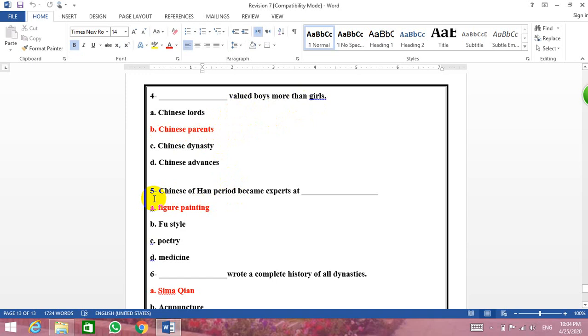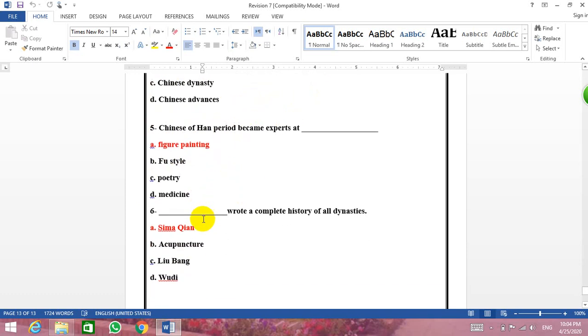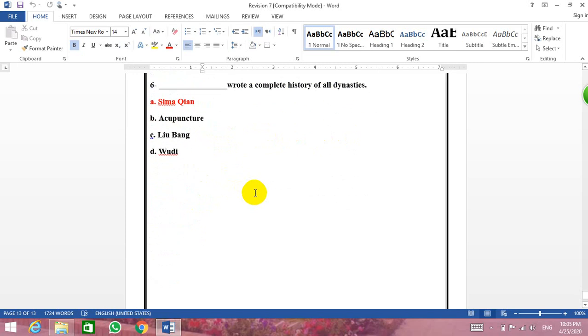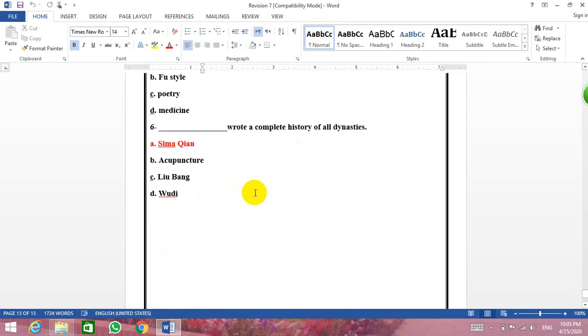Point number 5, Chinese of the Han period became experts at figure painting. Option A is the correct answer. Number 6, dash wrote a complete history of all dynasties. So Sima Qian. Option A is the correct answer.